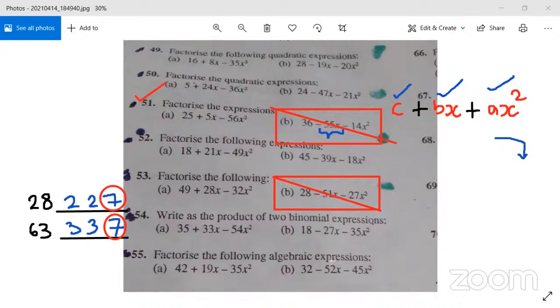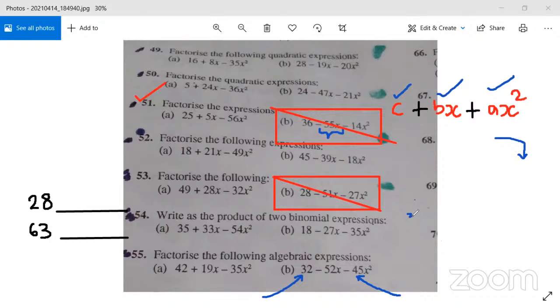You know what? I wonder if we could get this one. 32 minus 52 minus 45. Could we get it? Let's see if we can do this. All right, we're going to use 32 and 45. Remember, it's always the first and the third. It doesn't matter if it is c plus bx plus ax squared or ax squared plus bx plus c, right?